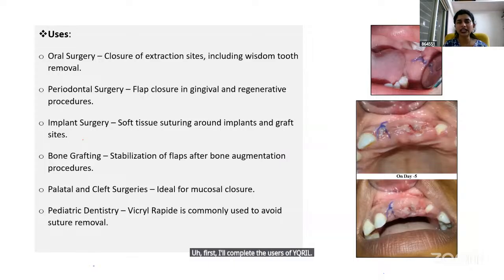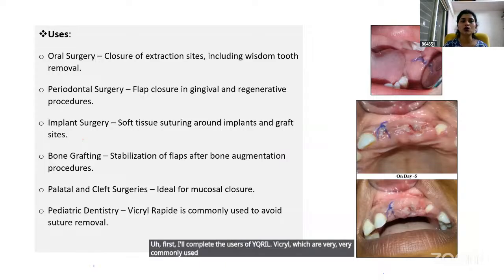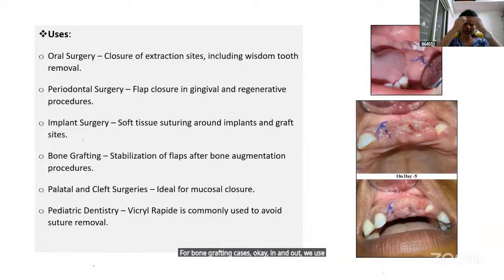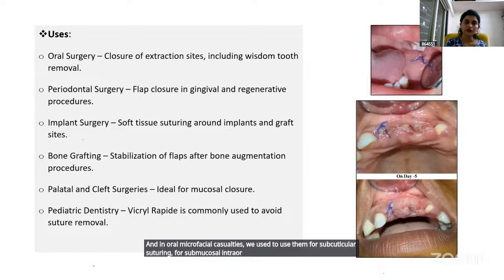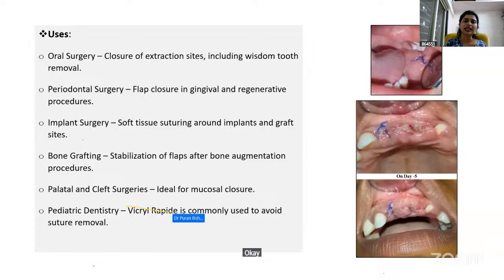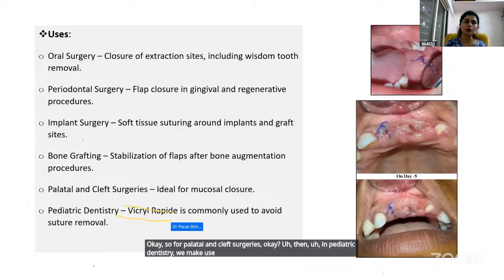Vicryl suture is very, very commonly used in oral surgery, periodontal surgery, for implant surgery cases, for bone grafting cases. Okay, in and out, we use these sutures. And in oral maxillofacial casualties, we use them for subcuticular suturing, for submucosal, intraoral suturing. We do not use them for extraoral suturing very commonly. Okay. So for palatal and cleft surgeries, okay. Then in pediatric dentistry, we make use of Vicryl Rapid.